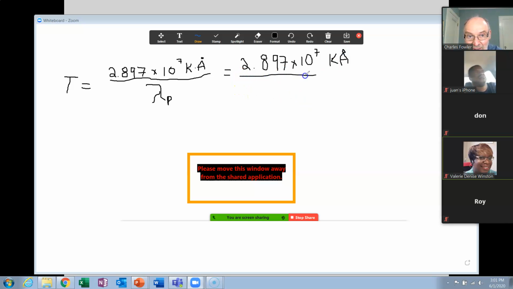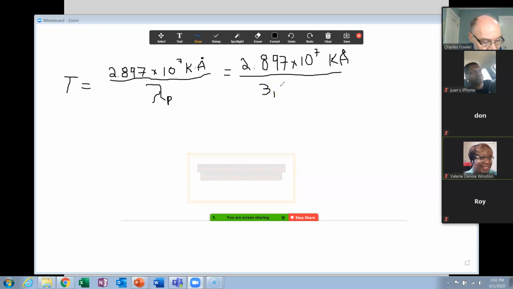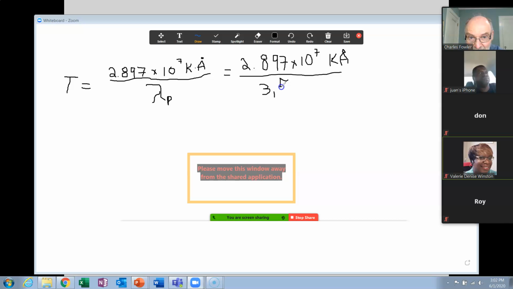And divided by the peak wavelength. This star has a peak wavelength of 3,500 angstroms. So it's 3,000, and this is a comma there, 500 angstroms. This is terrible writing, I admit.